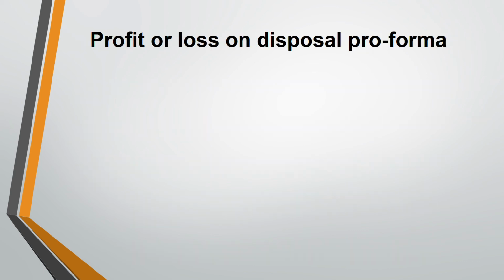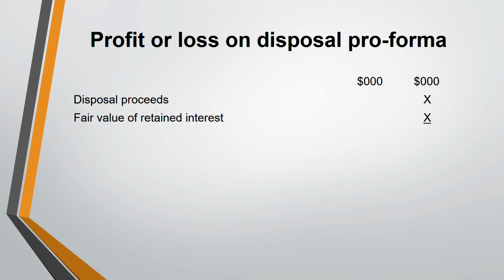Now, this is the pro forma which I was talking about, profit and loss. This you have to know. You start with the disposal proceeds, and then you have to add the fair value of retained interest, because you are not selling this now, you are retaining it. Whatever the retained interest, let's say you have 70%, out of 70, 30% you have sold. So that 40% is retained there. Find the fair value and add it to the disposal proceeds.